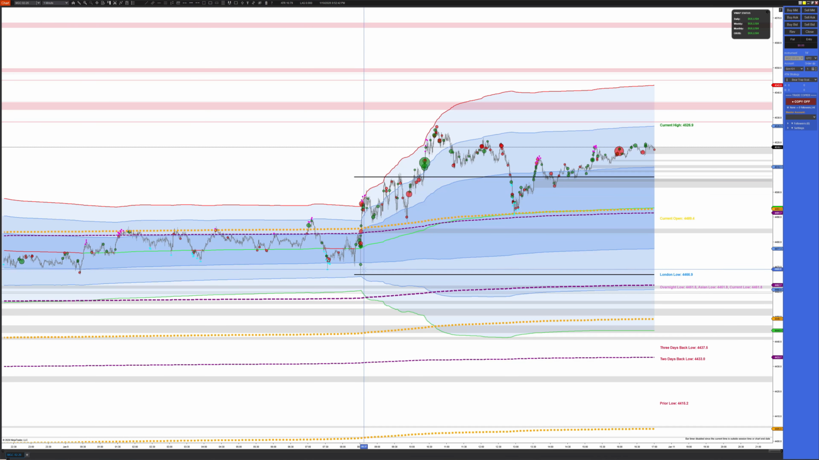You can set this initial balance if you'd like to the opening range. If you like to trade a 15-minute opening range or a 30-minute opening range, you can set those times and you can look at it that way as well.